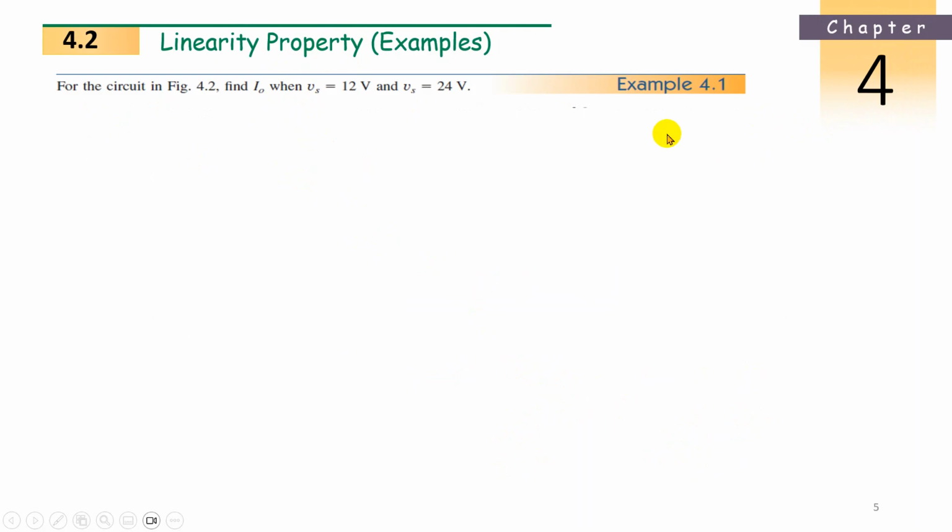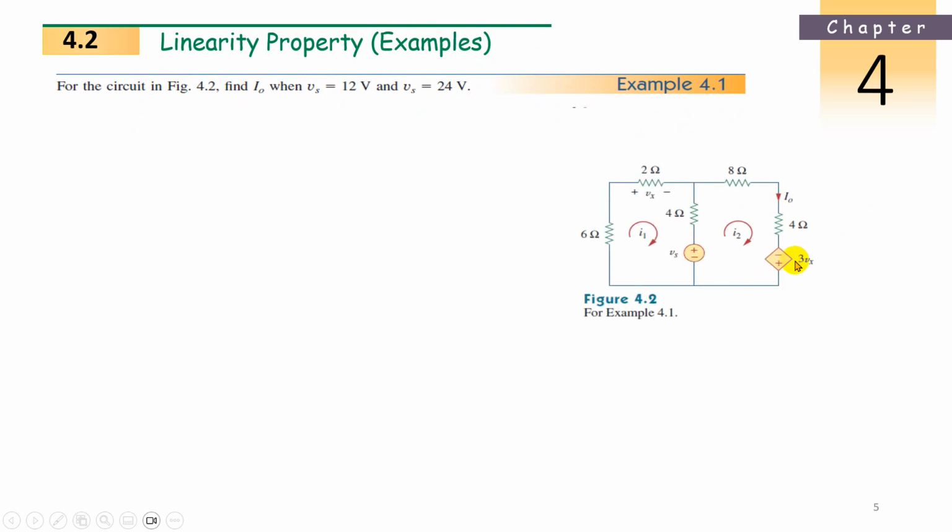For example, we have one problem, you can check. Find I0 for the circuit given when Vs is 12 volts and when Vs is 24 volts. Every time I am changing the voltage value: first I am applying 12 volts, next I am applying 24 volts. Then we have to find I0 if it is linear. This is the dependent voltage source. This is the independent voltage source. Now the remaining are linear resistances. So we can solve this problem with linearity, homogeneity and scaling, and additivity.